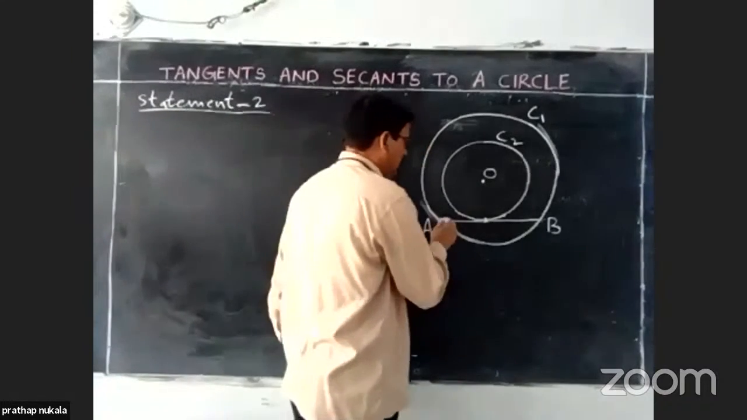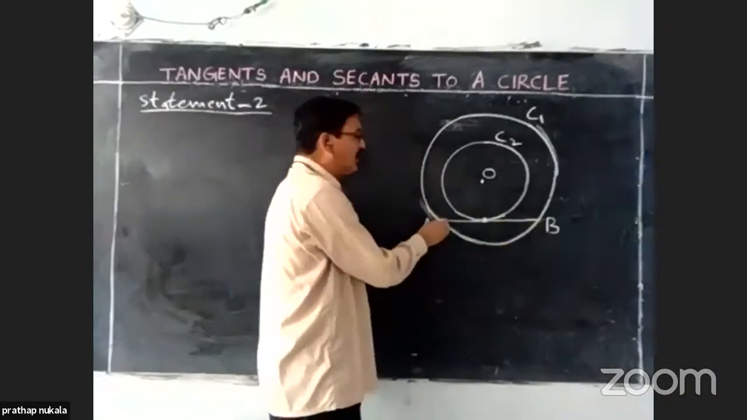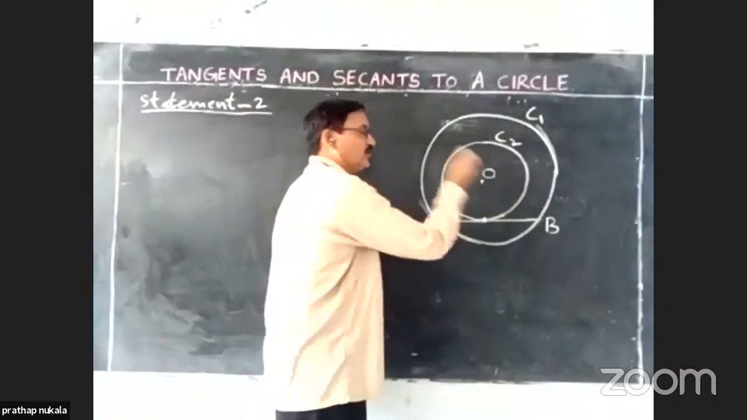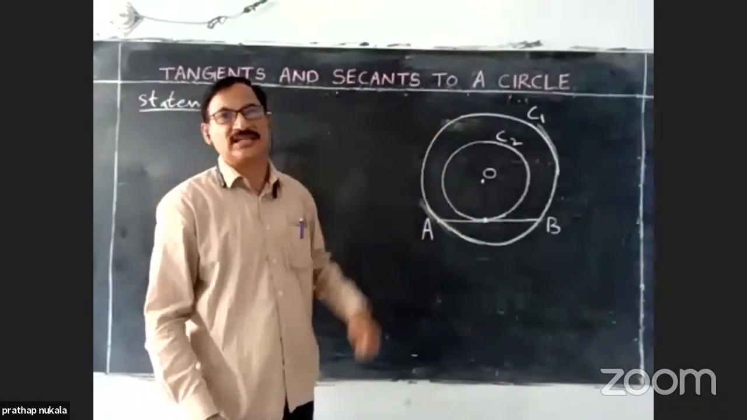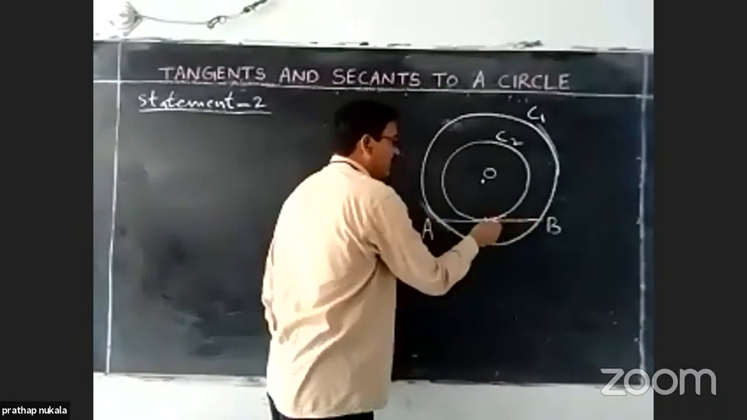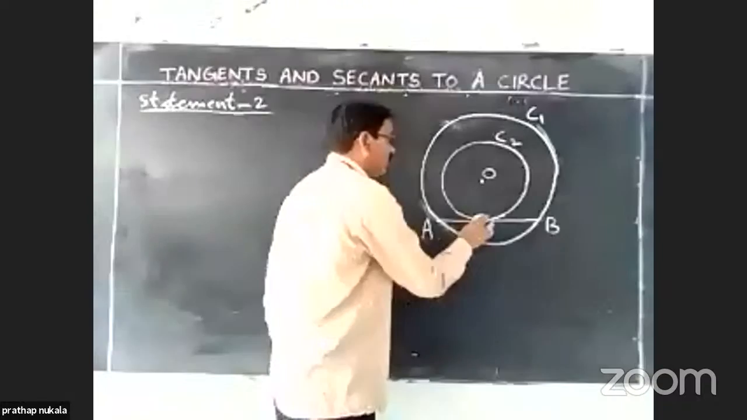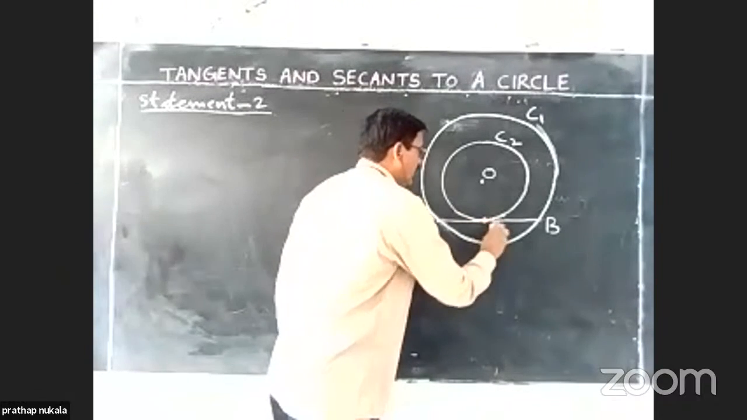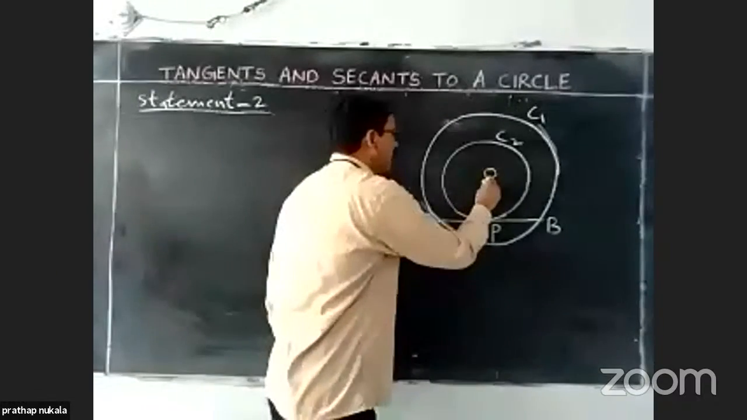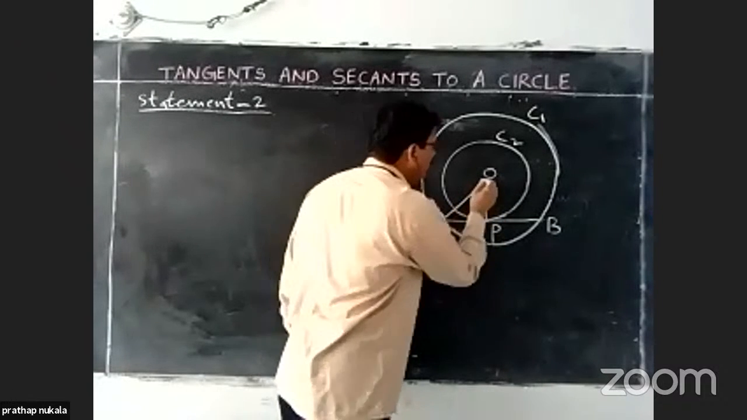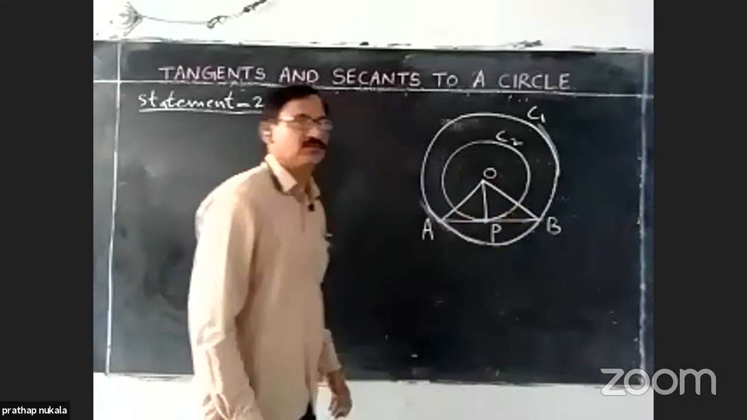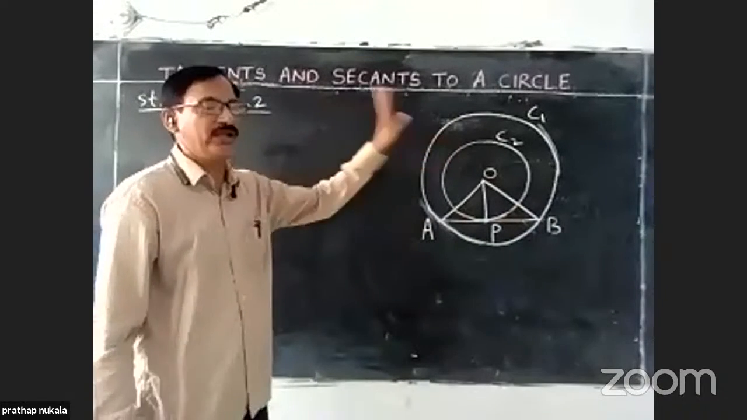Take a chord of the bigger circle which is a tangent to the smaller circle, which touches the smaller circle. That means the chord of the bigger circle touches the smaller circle at only one point. We can call it P. Now join OP, OA, and OB.